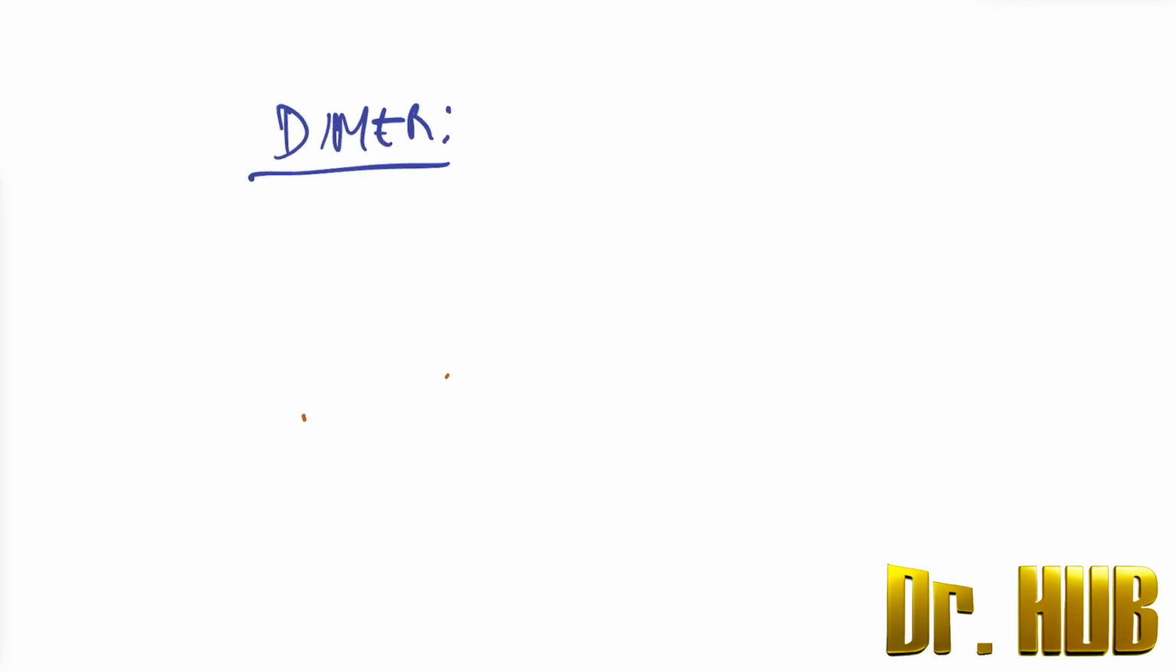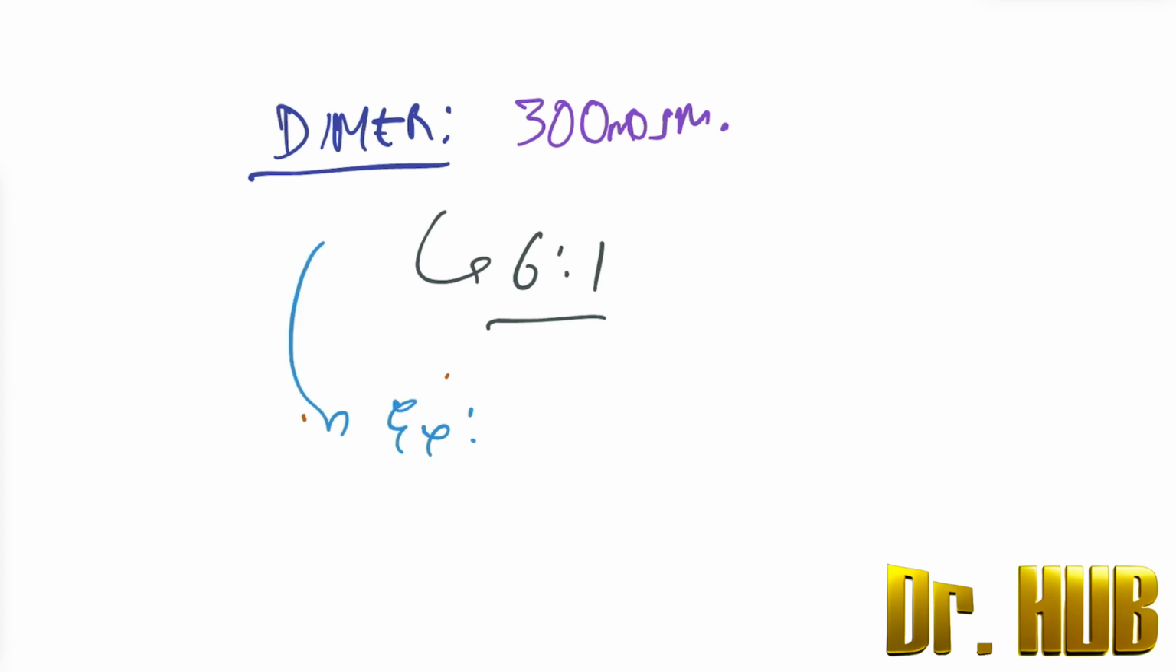Next, under the non-ionic, we move on to the dimer. So under the non-ionic dimer, what is present? Again, the osmolarity is 300 mOsm, and the iodine to particle ratio is very high here, that is 6:1. What is the example here? The example will be iodixanol. So iodixanol will be the example here.